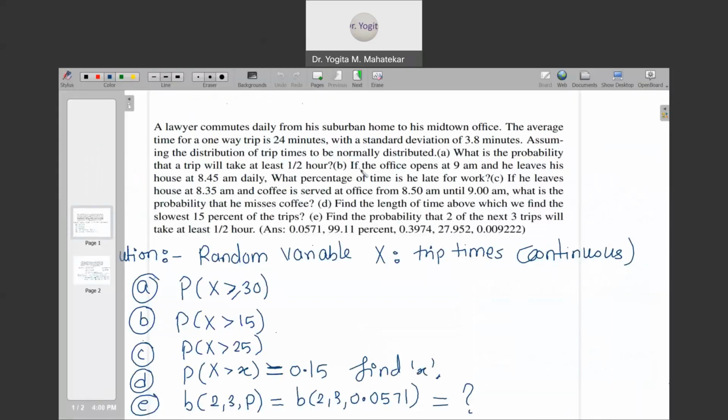Second question is the B part of the question. If the office opens at 9 a.m. and he leaves his house at 8:45 a.m. daily, what percentage of time will he be late for work? So he is leaving at 8:45 and the office opens at 9. If his trip time exceeds 15 minutes, he will be late for work, isn't it? So if trip time is greater than 15 minutes, he will be late. We'll find this probability first using R and then multiply by 100. That will be the percentage of time for which he will be late for work. So that will be the answer for B part.